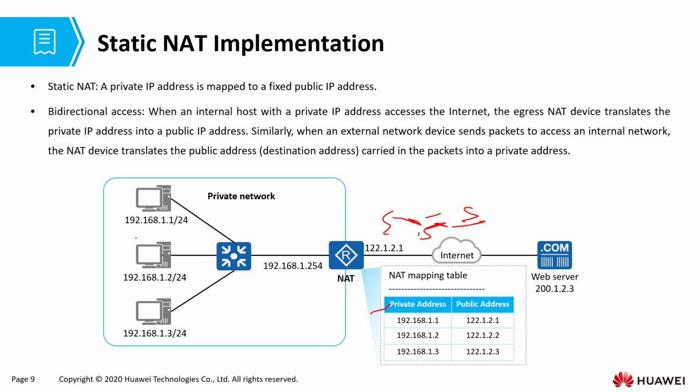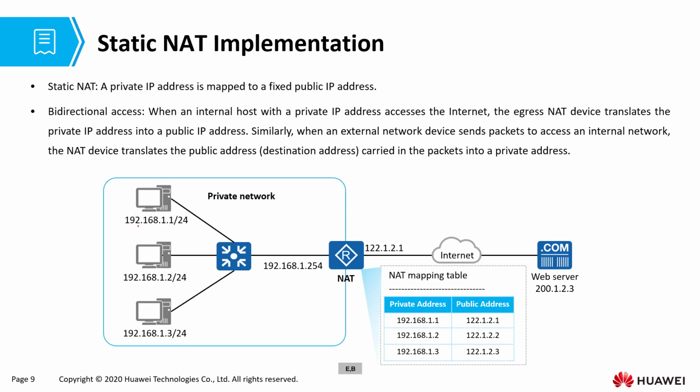Well, in static NAT, we do one-on-one mapping. A private IP address is mapped to a fixed public IP address. It provides for bidirectional access. What this means is that a host on the internal network can proactively access a server on the internet, but at the same time, a host from the public network, from the internet, can proactively access a host on the internal network or a server on the internal network, because one private IP is going to be mapped to one public IP.